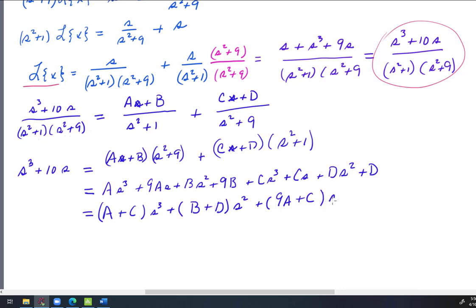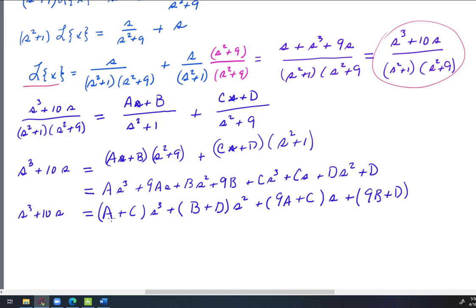Okay, that's it for s. And now constants. There's a 9b, and I see a d right above, plus d. Now what's that equal to? That's equal to s cubed plus 10s.